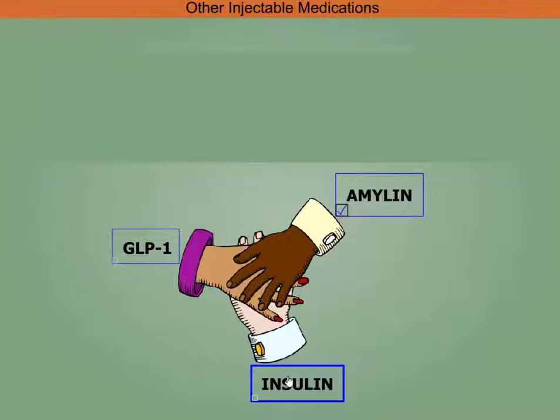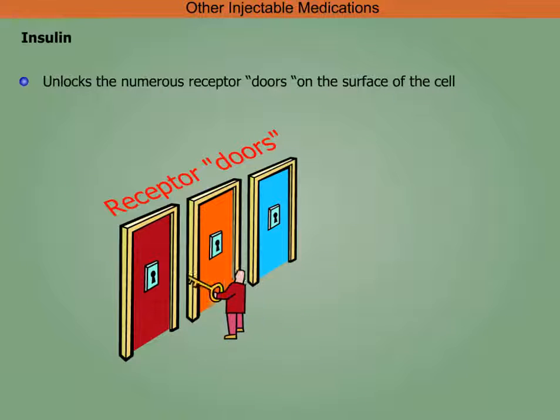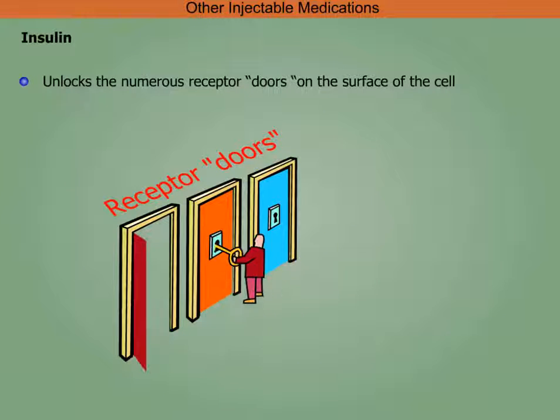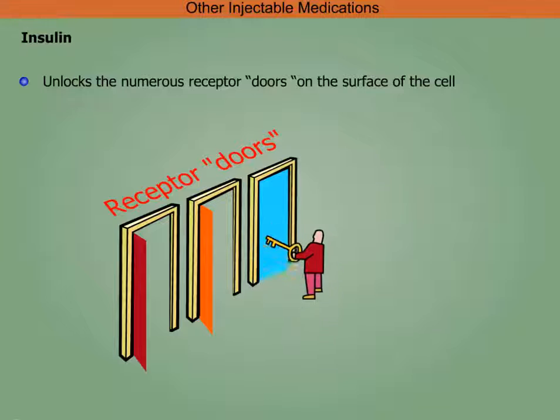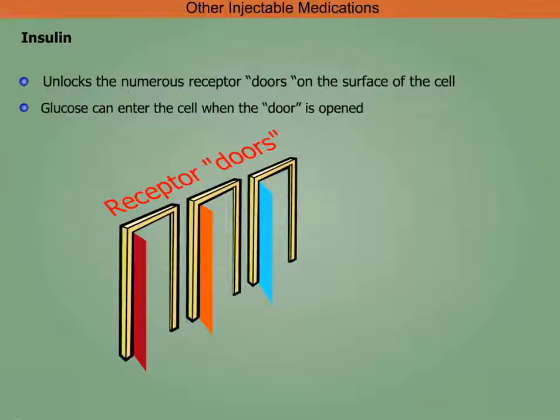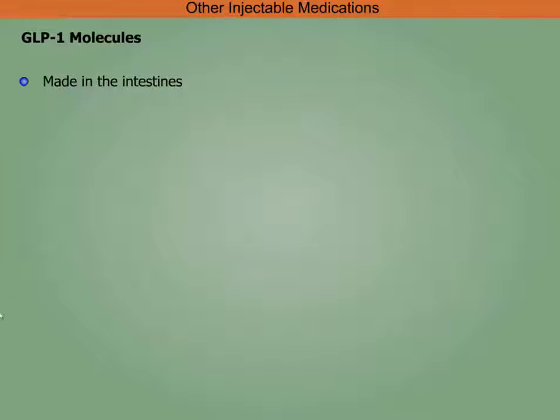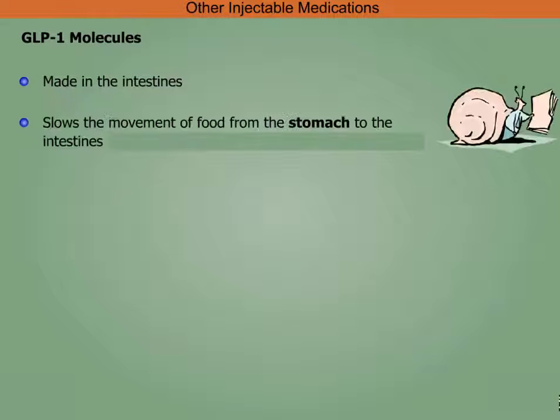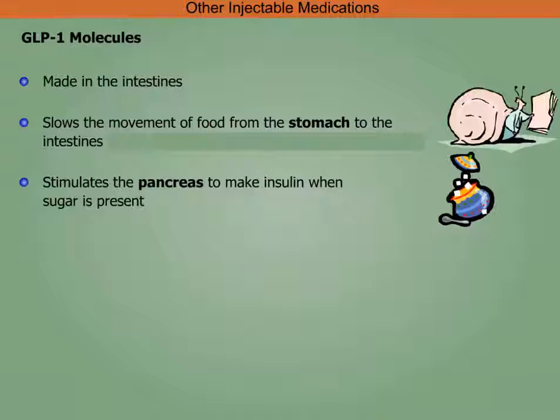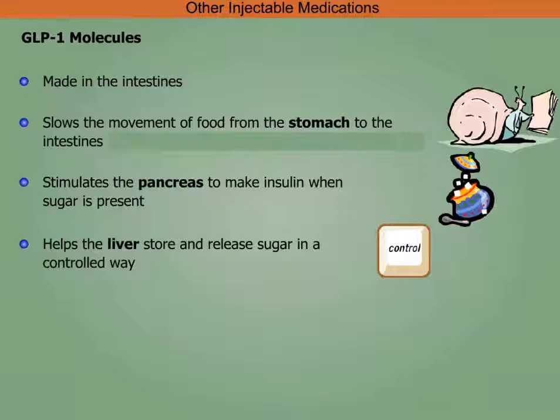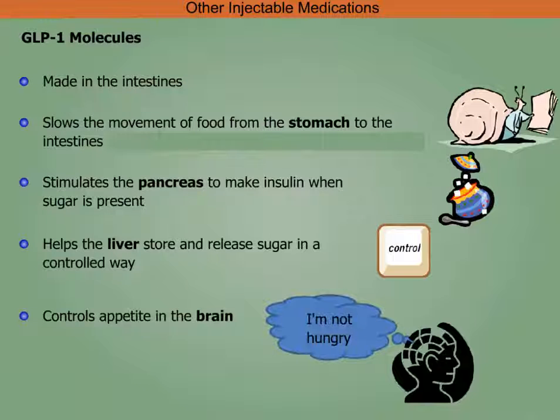Insulin unlocks the numerous receptor doors on the surface of the cell. Glucose can enter the cell when the door is opened. GLP-1 molecules, made in the intestines, slow the movement of food from the stomach to the intestines. This means sugar will be absorbed more gradually. It stimulates the pancreas to make insulin when sugar is present, helps the liver store and release sugar in a controlled way, and controls appetite in the brain.